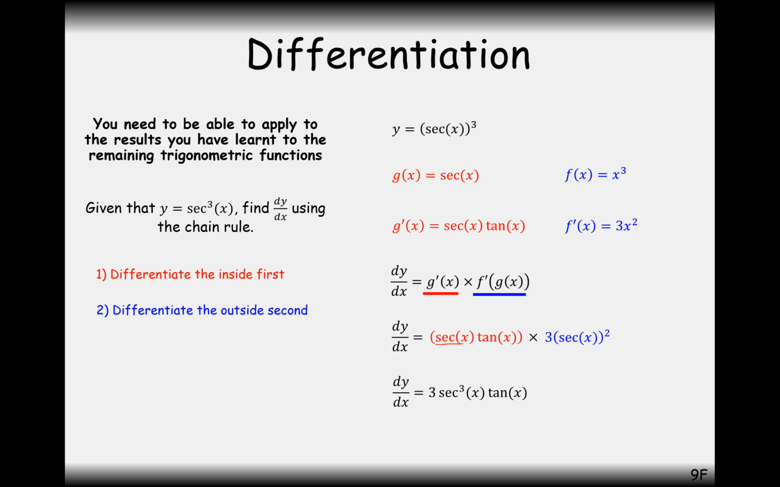We can see here we've got 1 sec here, 2 secs being multiplied together here, so we've got 3 secs being multiplied together here in total. That's why we get our sec cubed back again, and the tan x is obviously there as well, so it's 3 sec cubed tan x.